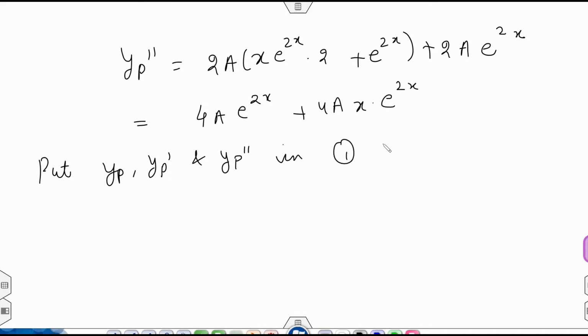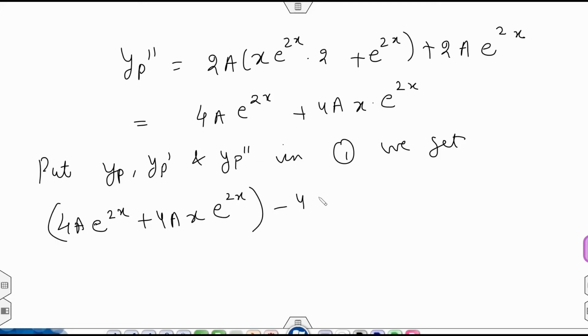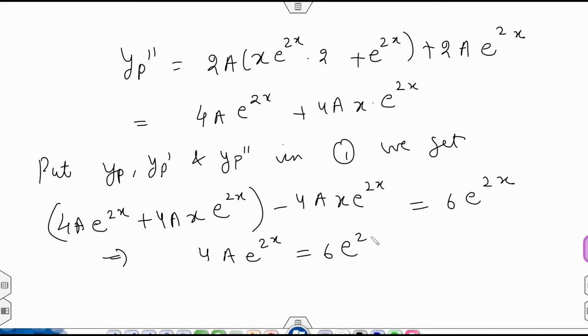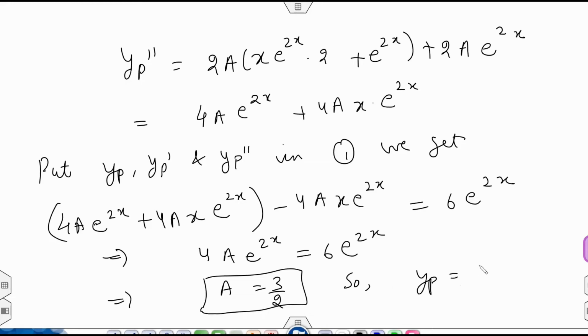What do we get? We get 4a e to the power 2x plus 4a x e to the power 2x minus 4a x into e to the power 2x is equal to 6 e to the power 2x. So this implies 4a e to the power 2x is equal to 6 e to the power 2x, and this implies your a is equal to 3 by 2, right? So therefore your yp will be equal to 3 by 2 x into e to the power 2x.